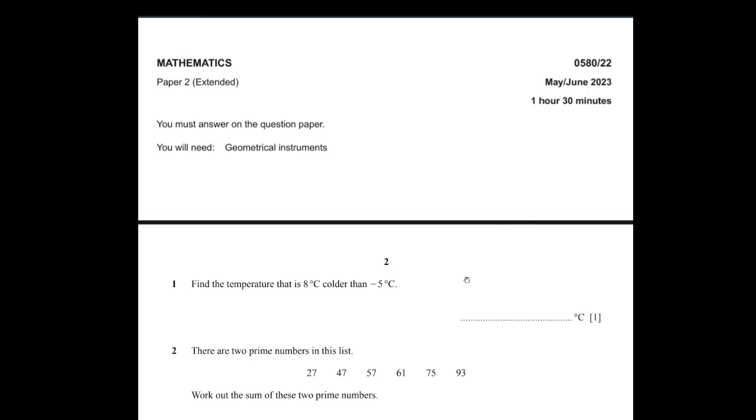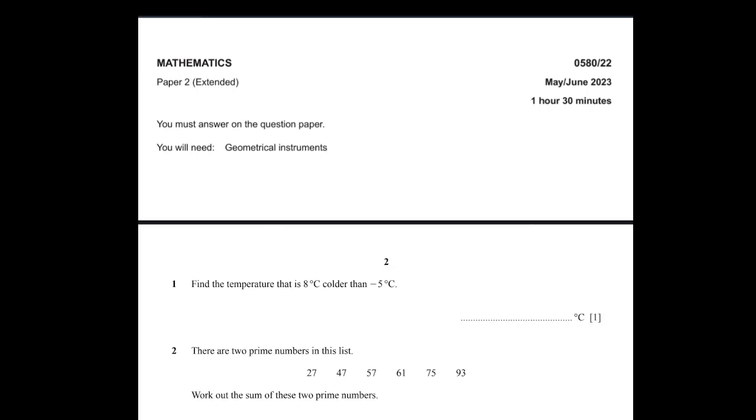In this video I am going to explain IGCSE Mathematics Paper 2 Extended from May-June 2023. It's 0580/22, and in this paper you need geometrical instruments to do certain diagrams.